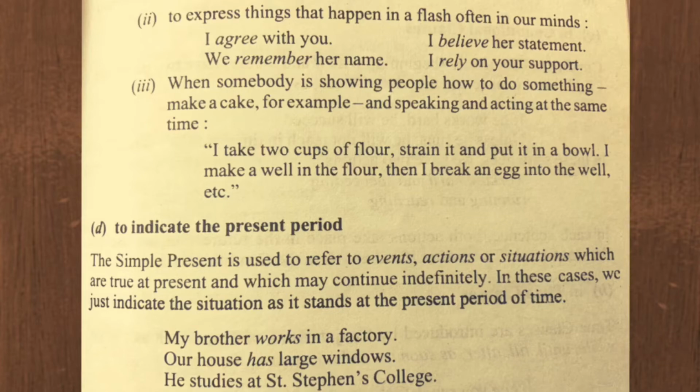The simple present is used to refer to events, actions, or situations which are true at present and which may continue indefinitely. In these cases, we just indicate the situation as it stands at the present period of time. For example, my brother works in a factory. Our house has large windows. He studies at St. Stephen's College.